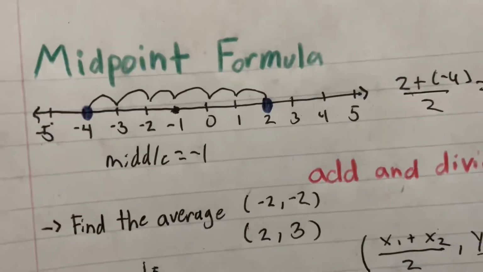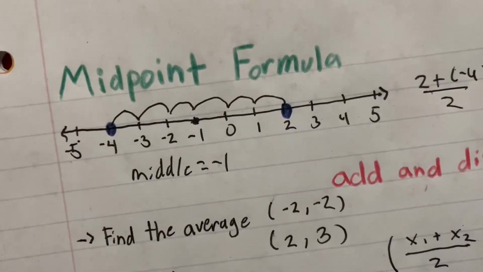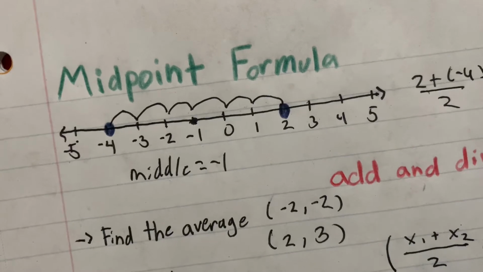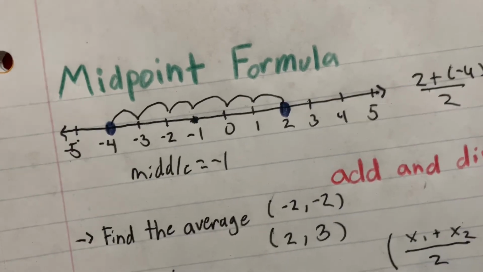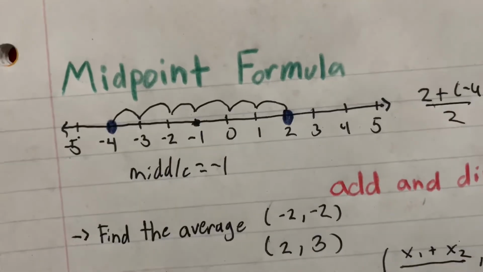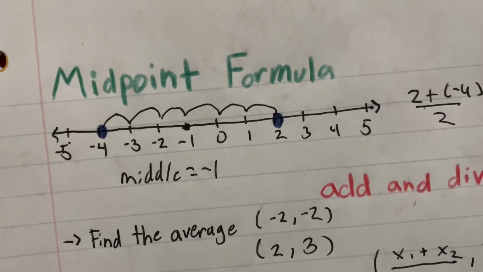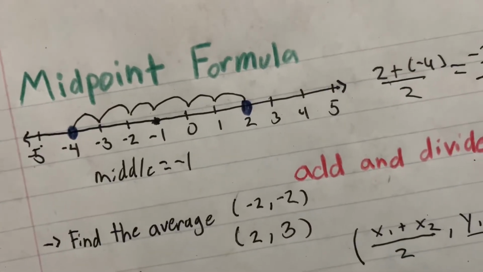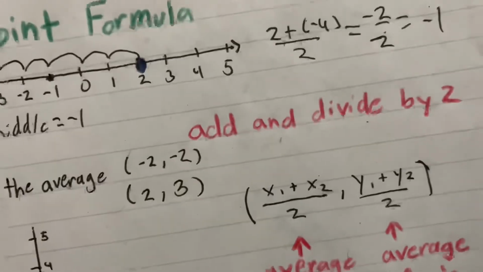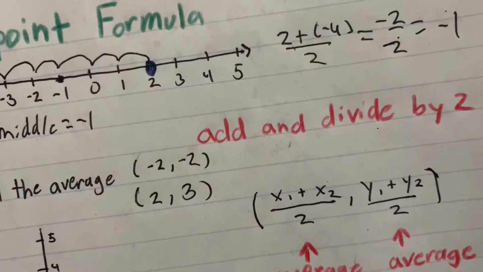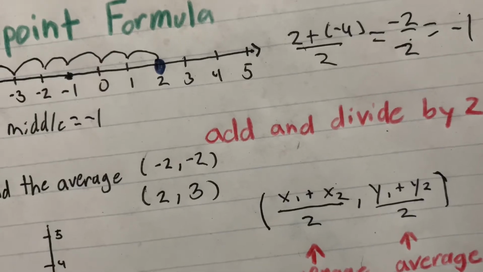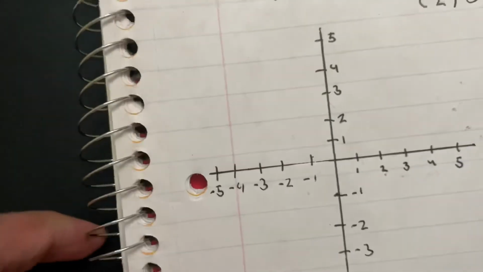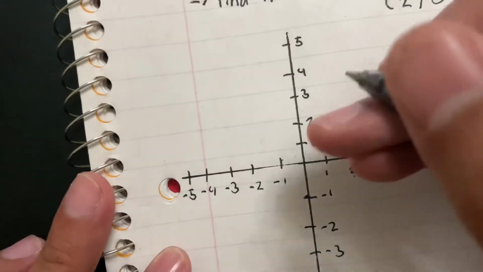Now, here we're given, find the average of -2, -2 and 2, 3, the same as the distance formula, but instead of finding the distance, we're finding the average. When you find the average, you're not trying to find one number, you're trying to find a point, like that. And there's the formula there. Let's do it right here. So let's do it again where we graph it.